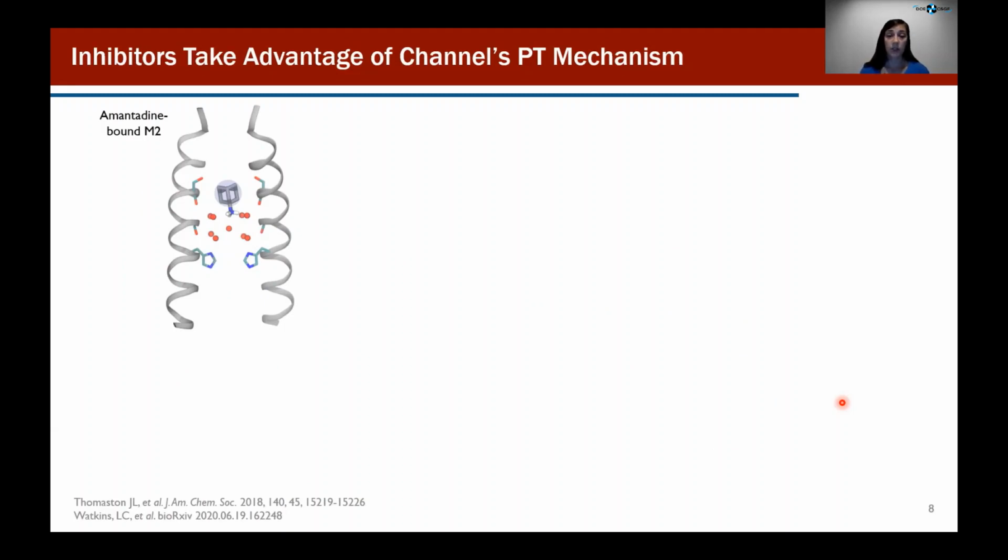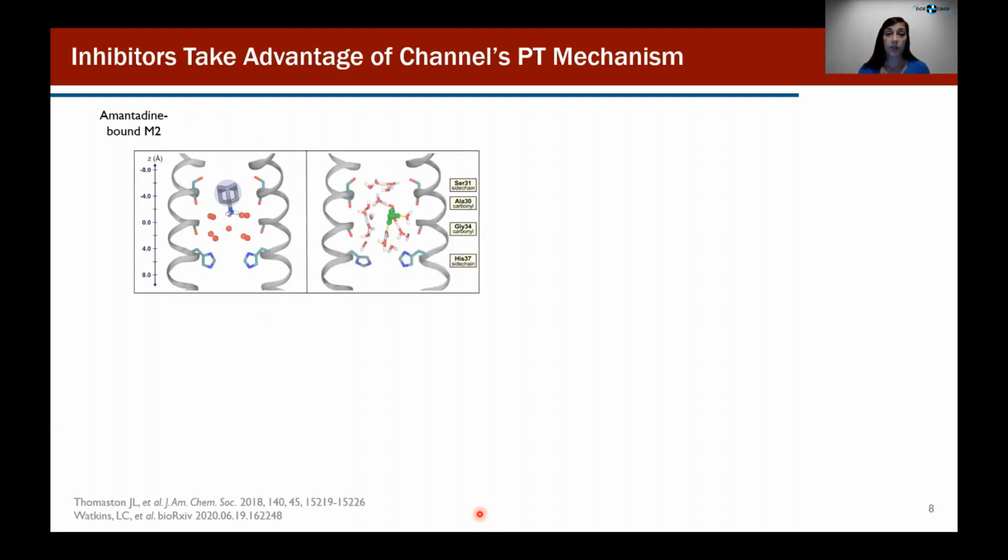So this is a crystal structure of amantadine in M2, and this is one of the inhibitors that we have available for wild type M2. And amantadine is a charged species, just like the proton. And so my question is, what can we learn about looking at the proton mechanism and how the channel stabilizes and allows the proton to move through? How does that relate to where the drug binds and why these are effective inhibitors?